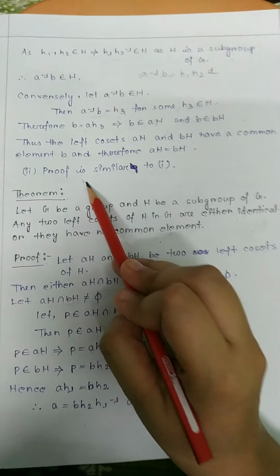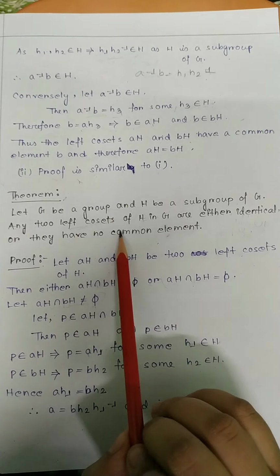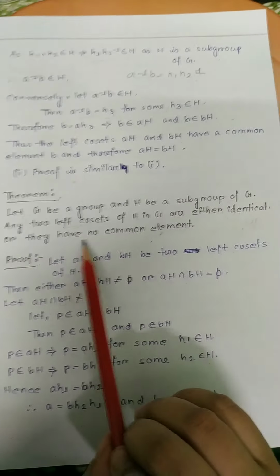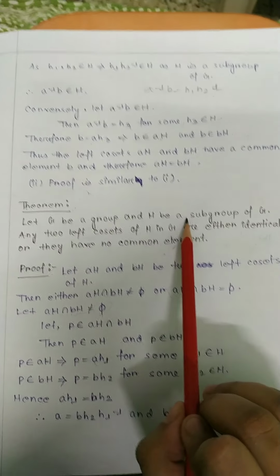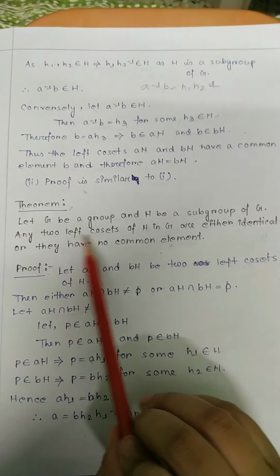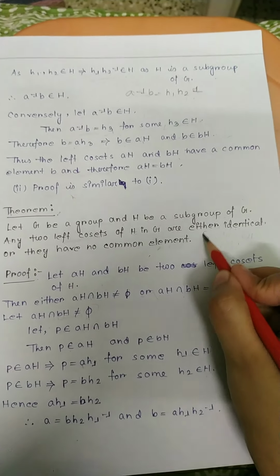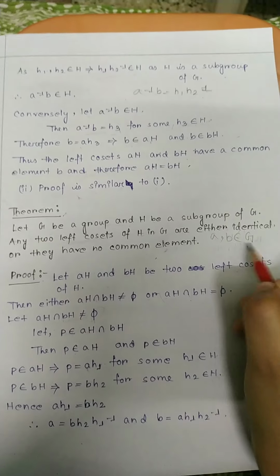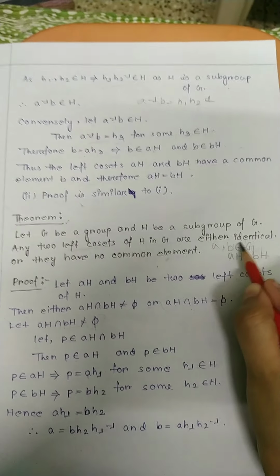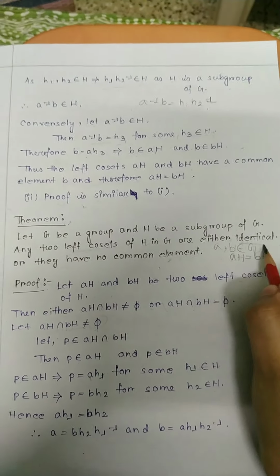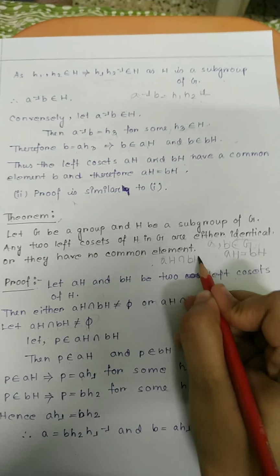Then move to Theorem 3. Let G be a group and H be a subgroup of G. Any two left cosets of H in G are either identical or they have no common element. We can prove it for left cosets and right cosets also. Identical means if a, b belong to G, then we can take two left cosets aH and bH and it will be the same, so it is called identical. And they have no common element means aH intersection bH equals the empty set.